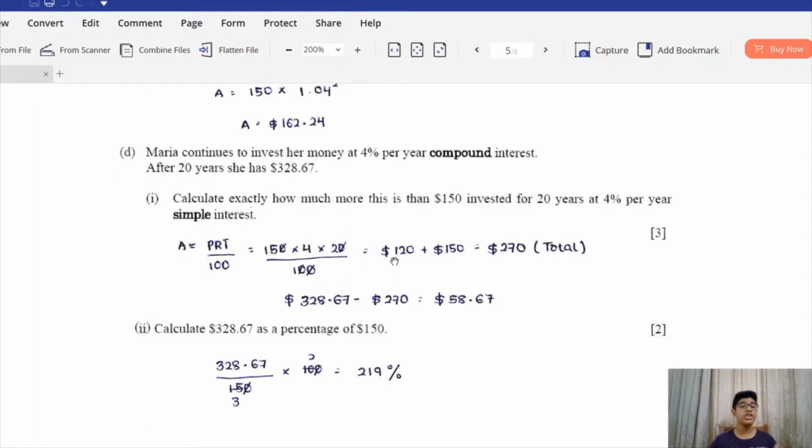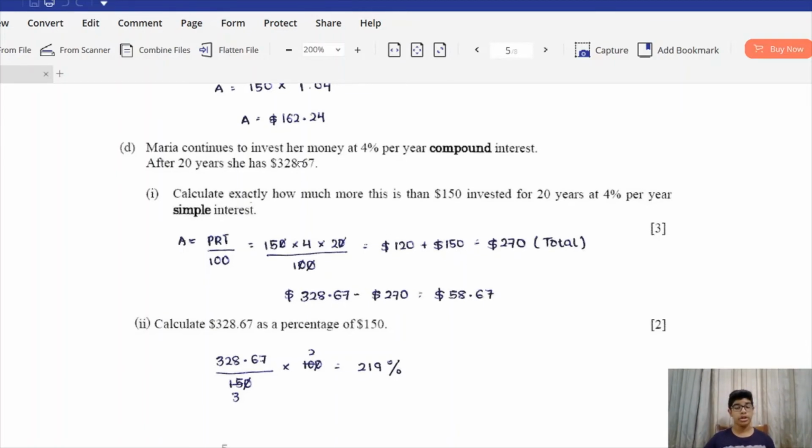And then remember, this is just the interest she receives. Now how much more is this of an investment? So how do you get total investment using the simple interest formula? You just add the principal amount. So 120 plus 150 is $270. This is the total she would have had she invested through simple interest. Now they want us to find the difference had she gone for this. So we're going to take the amount she got here, so 328.67, subtract 270, and the difference is $58.67.